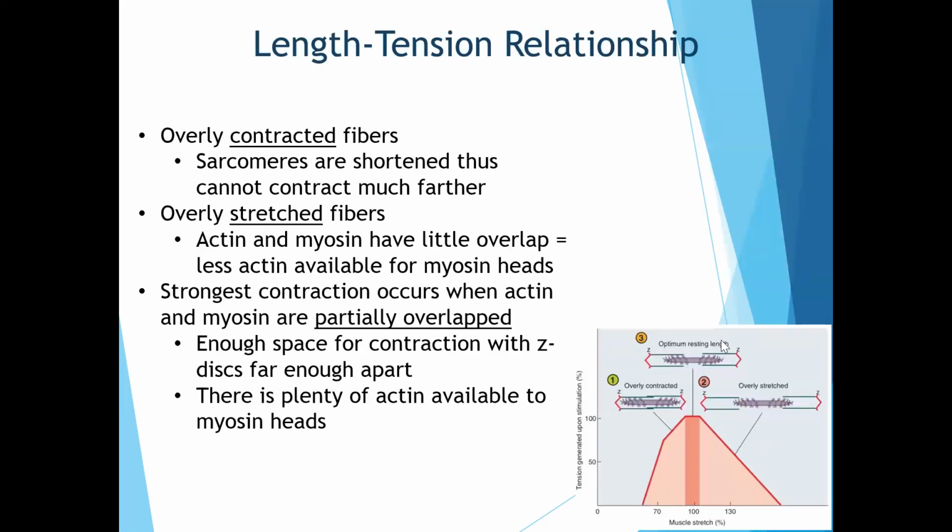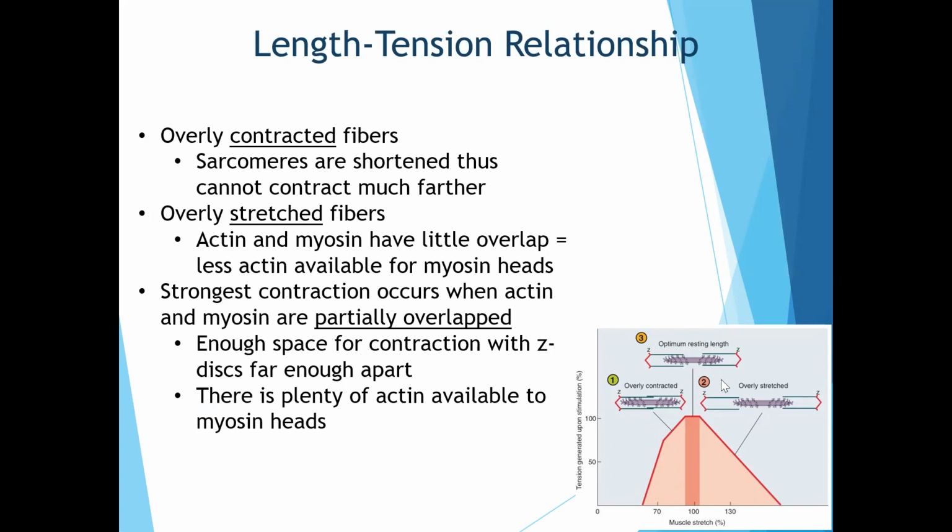So this whole concept of the optimum resting length and this over or under contracted is known as the length tension relationship. So if we're overly contracted, the sarcomeres are already very, very short. So there's really not much more space for the myosin to pull the actin before they run into the Z discs. So that results in a weak contraction. If it's too stretched, there's not enough of an overlap of the actin and myosin. So that means there's only a few of the myosin heads that can actually form their cross bridge. So again, that leads to a pretty weak contraction.